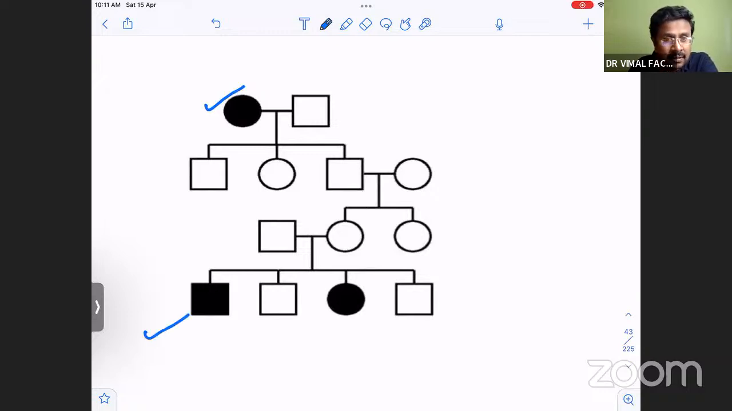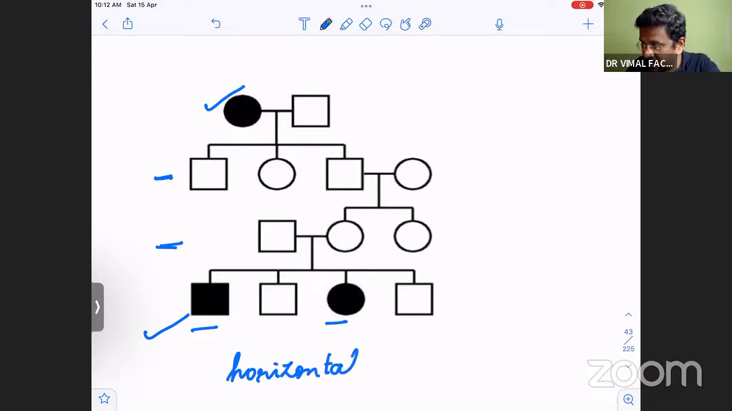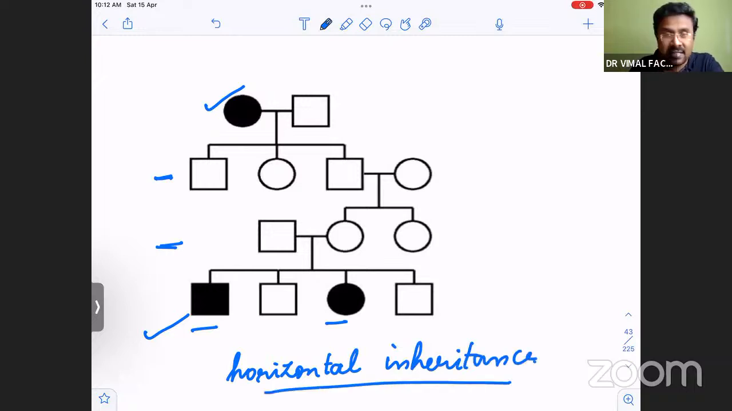But a very important thing is that there is a skipping of generation. So with skipping of generation, how would the disease have occurred in these patients? They would have got a horizontal inheritance. In autosomal dominant, it was a vertical inheritance, whereas this condition is a horizontal inheritance and there is a skipping of generation.